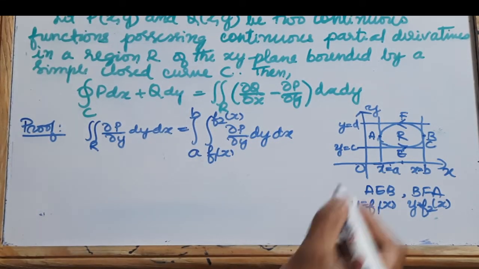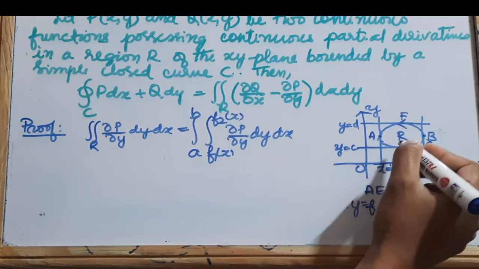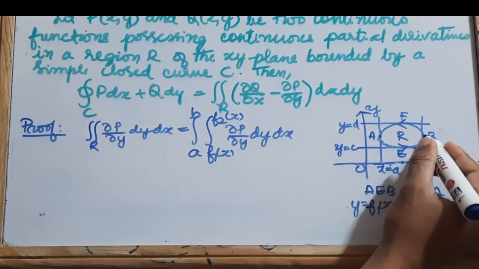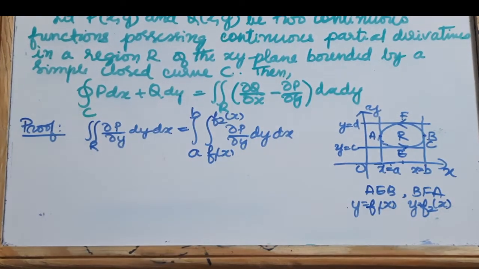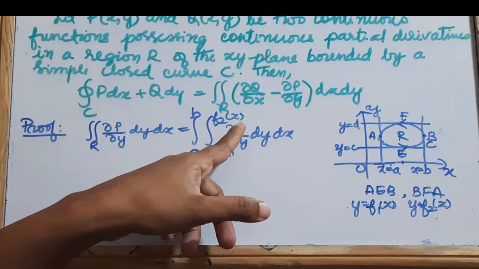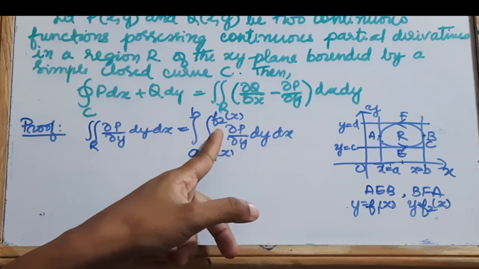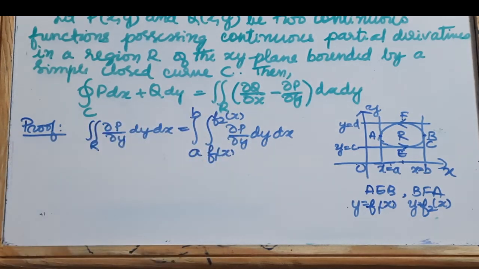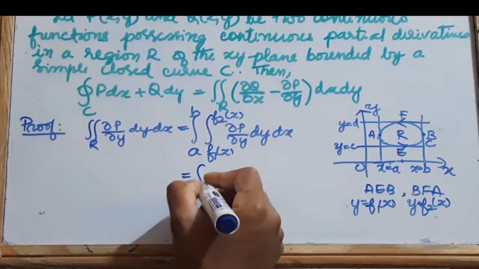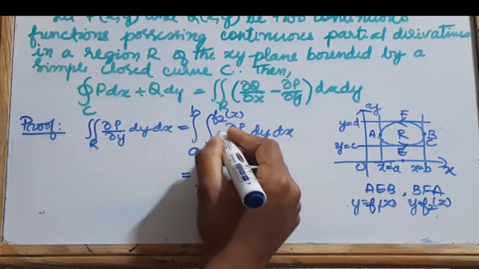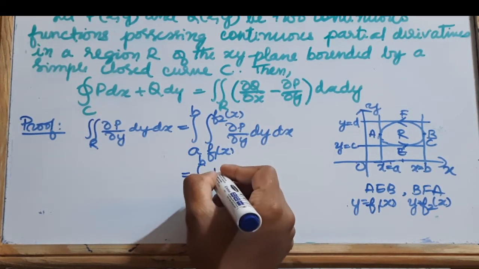Hope you got it. Now because it is a closed curve, I have to go in a continuous fashion, so that I have taken AEB and then BFA. Now because P possesses continuous partial derivatives, I can use the concept that the integral of the differential gets nullified. So this will be integral A to B, and the differential gets nullified.